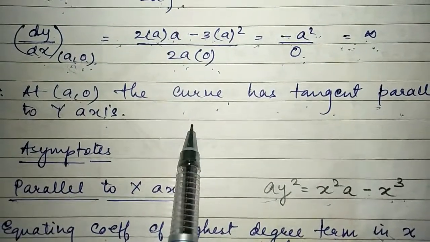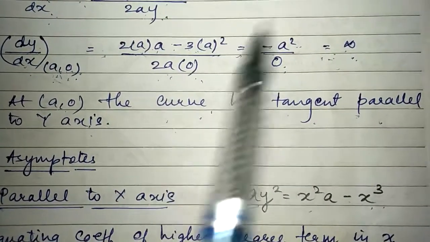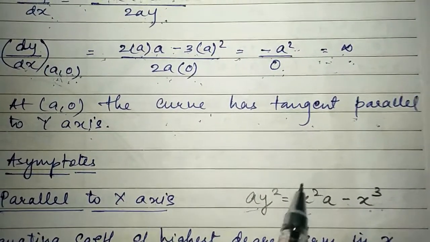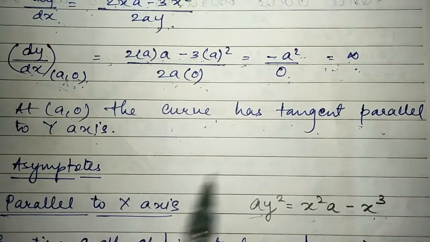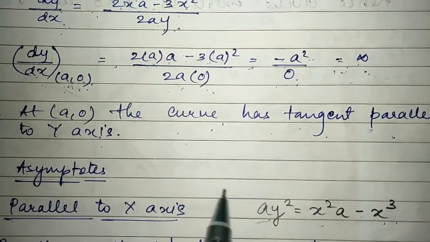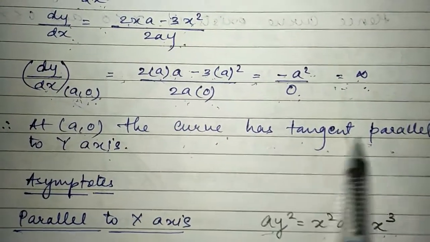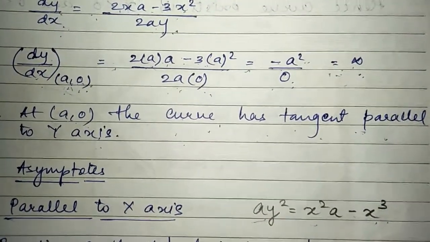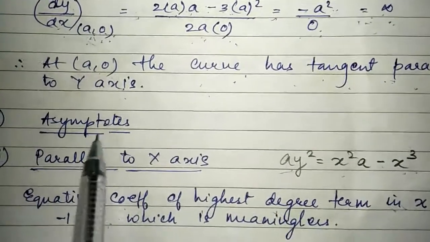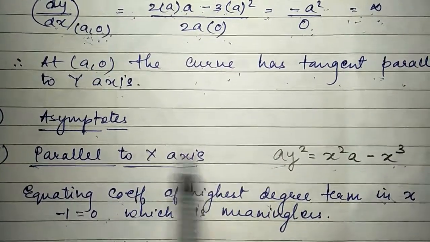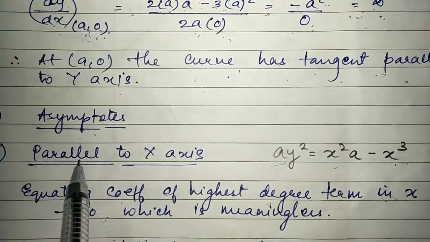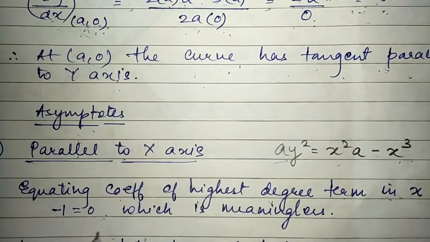So this was regarding the tangents. That is, we have tangents at the origin which are y is equal to x and y is equal to minus x, and at the point (a, 0) the curve has a tangent which is parallel to the y-axis. Now the asymptotes. First we'll find whether there is any asymptote parallel to the x-axis.